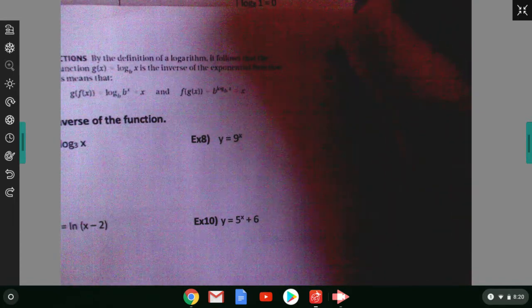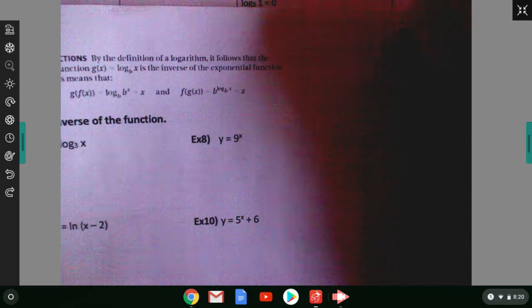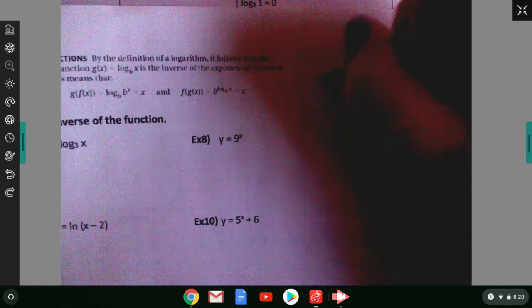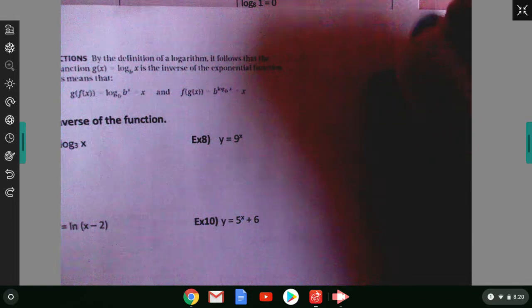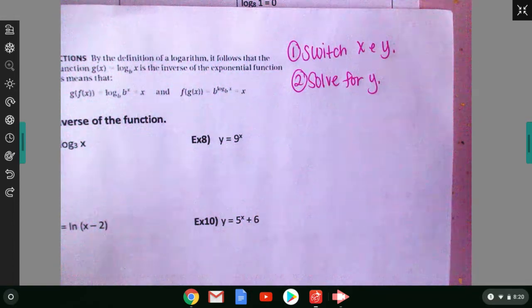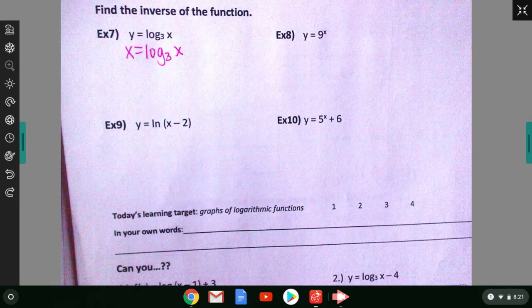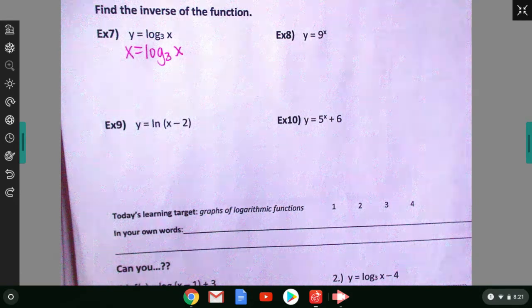As you remember, finding the inverse has 2 steps, which is to switch x and y. And then secondly, solve for y. Pretty straightforward. So let's do that. Let's switch x and y. Now we've got x equals log base 3 of x. And we've got our log by itself. We want to, oh wow, I did not really switch those. How about this is a y, so sorry.